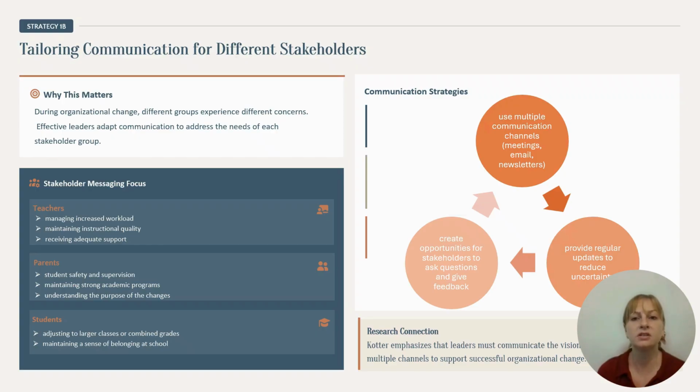Students may also feel uncertain when their learning environment changes. Communication directed towards students should emphasize that they'll continue to receive support and remain valued members of the school community. Cotter's work on organizational change highlights the importance of communicating the vision consistently and through multiple channels. When leaders tailor communication to the needs of different stakeholders, they can reduce uncertainty and strengthen trust throughout the change process.